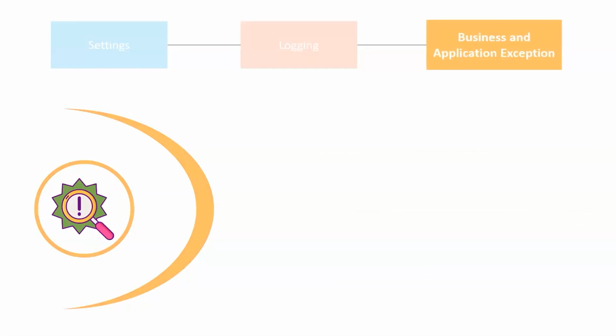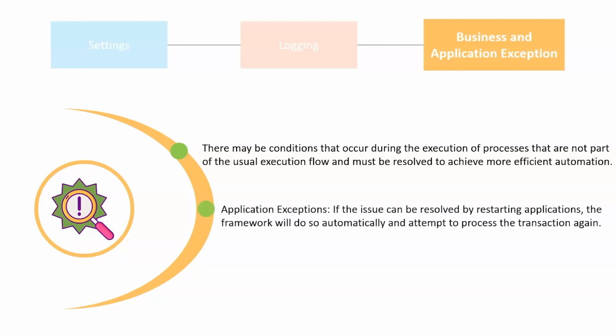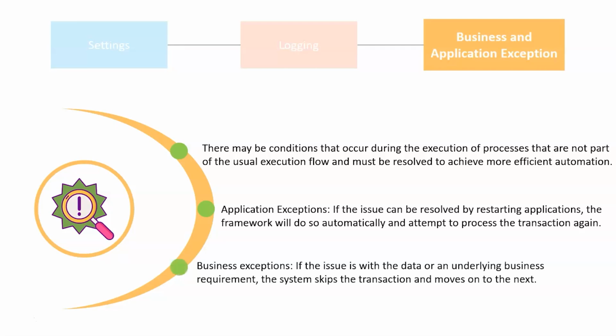Business and application exception. There may be conditions that occur during the execution of most processes that are not part of the usual execution flow and must be resolved to achieve more efficient automation. If the issue can be resolved by restarting the application, the framework will do so automatically and attempt to process the transaction again. Such exceptions are known as application exceptions. If the issue is with the data or an underlying business requirement, the system skips the transaction and moves to the next. Such exceptions are known as business exceptions.